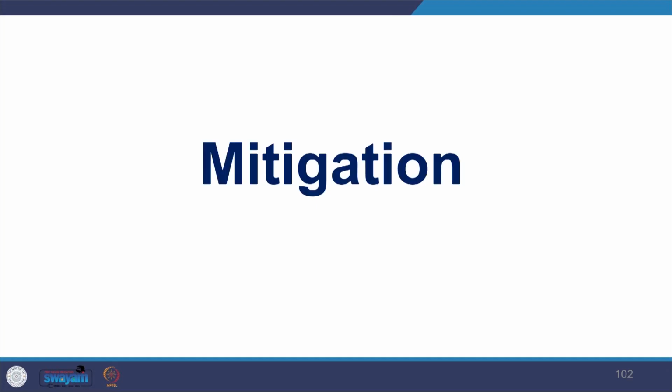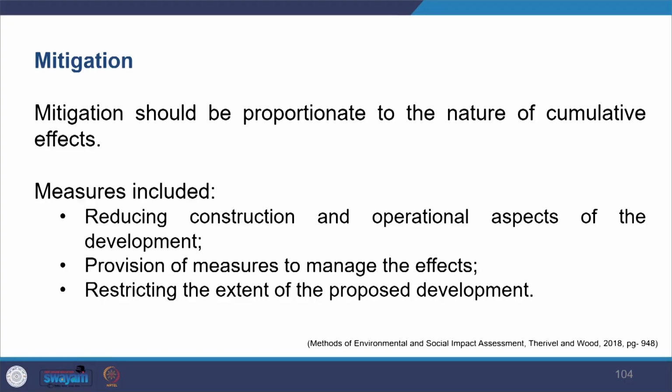Then moving on to mitigation. This is cumulative, so the mitigation approach will be very different here, because no one particular project is taking care of the mitigation. Mitigation should be proportionate to the nature of cumulative effects. Some exemplary measures include reducing the construction and operational aspects of development. So the number of development projects which are happening might need to be reduced. You might also need measures to manage the effects, and also restrict the extent of the proposed project, so how much restriction you put on the proposed project.